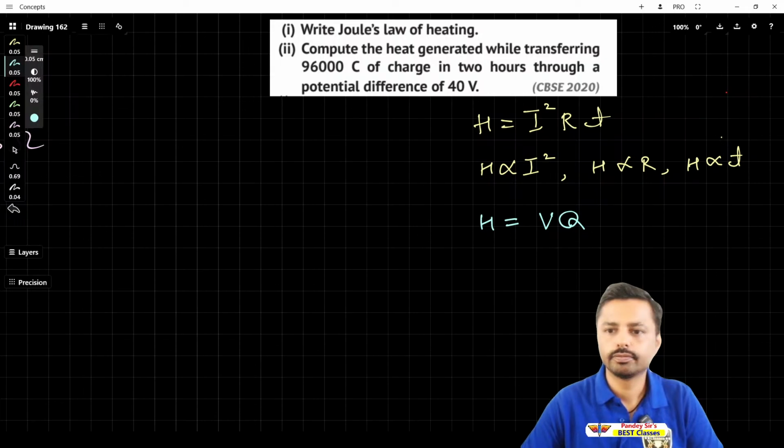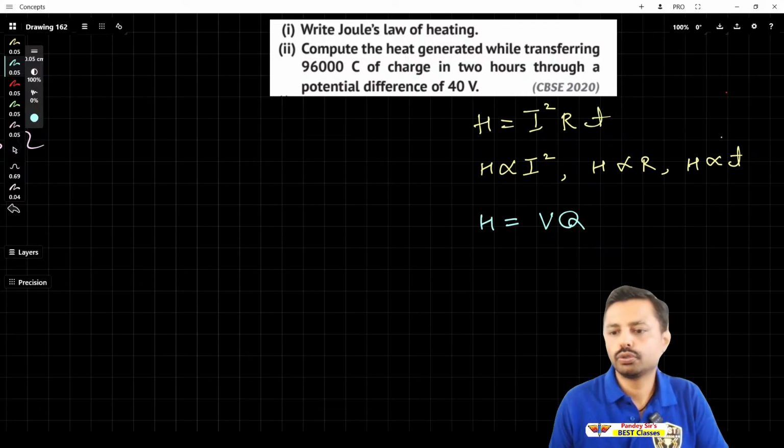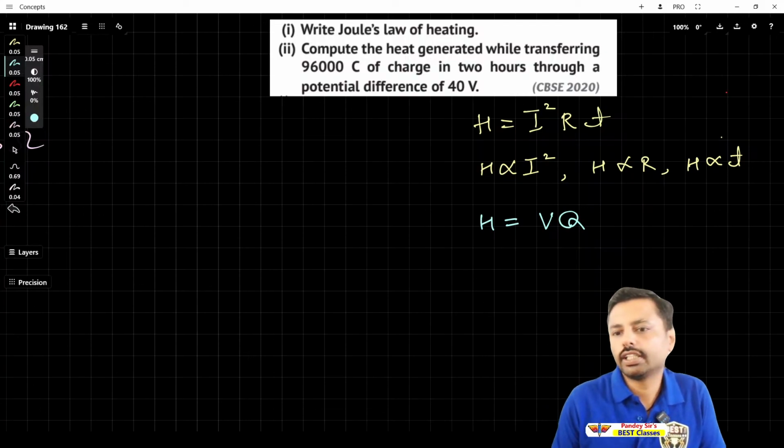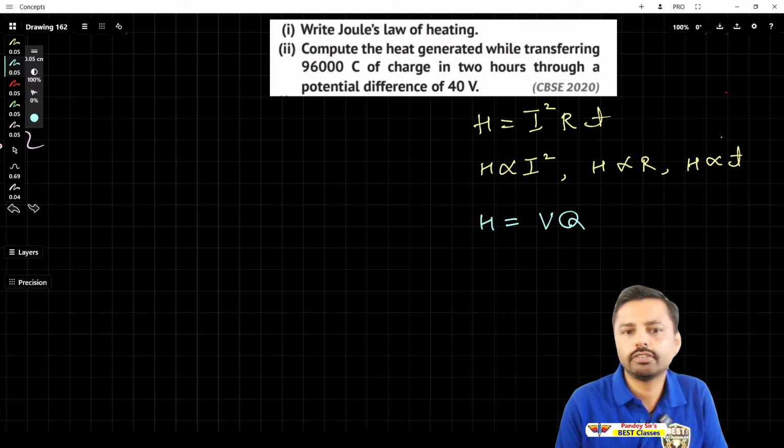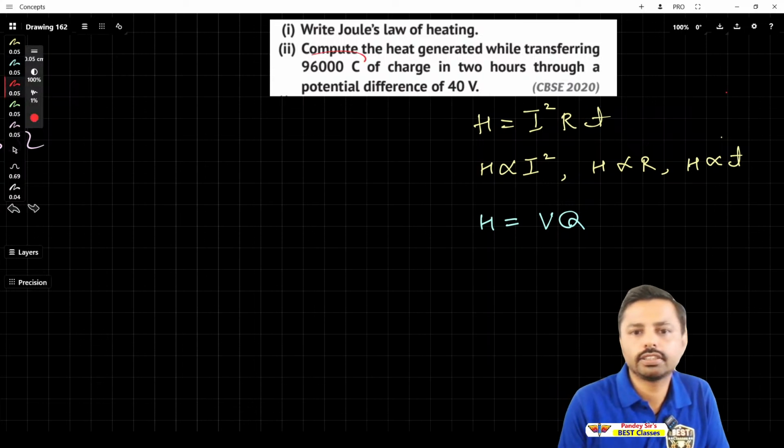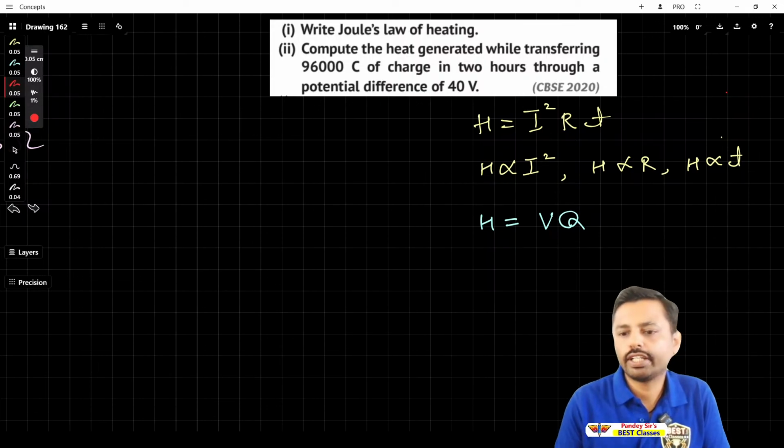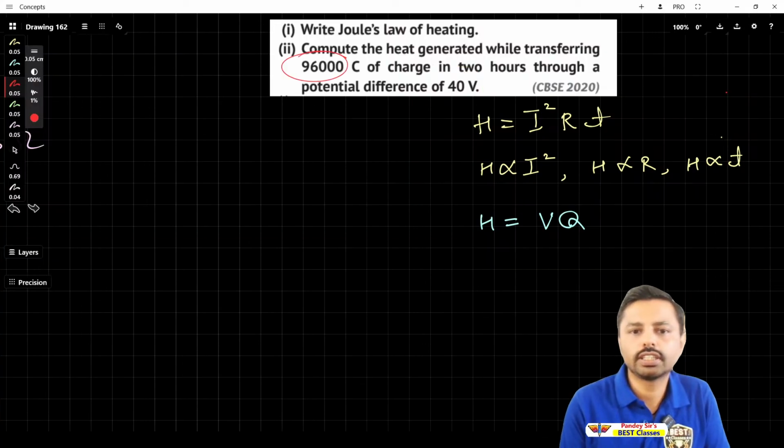VQ. Okay, 96,000 coulomb of charge in 2 hours. So this I square and T part is already given, because I means current and T means time. That part is already given as the coulomb, 96,000. Now find out. I have given the formula. V means the voltage, that's 40. Q is the charge, 96. Try that now. I will do it.